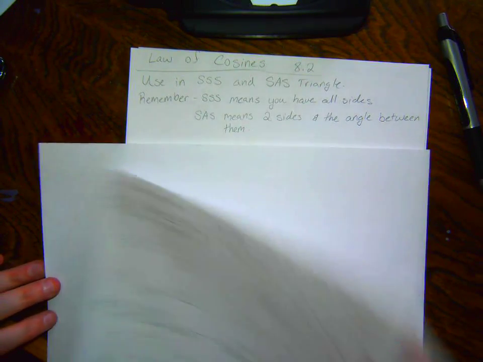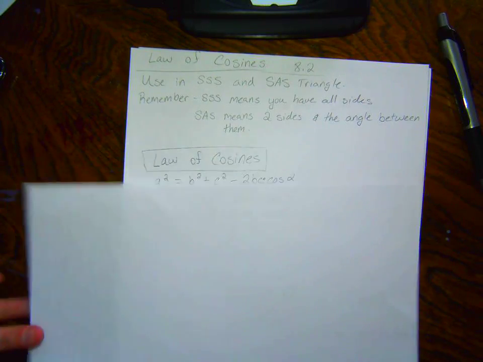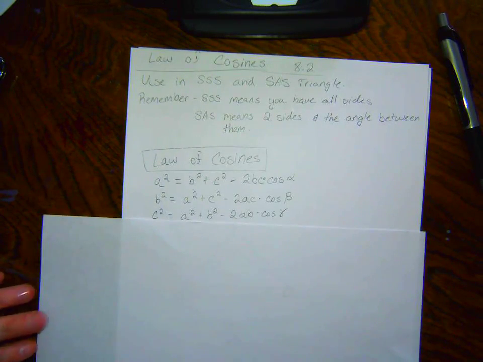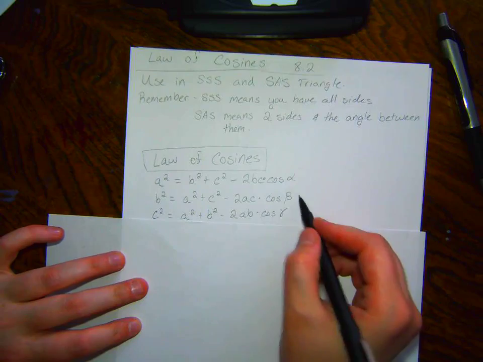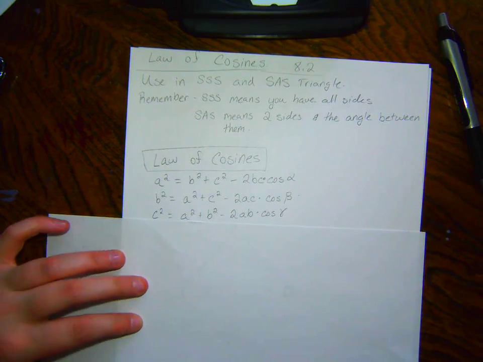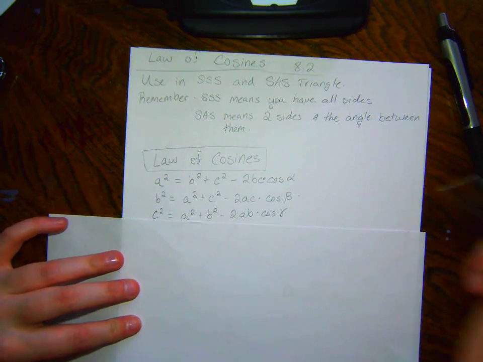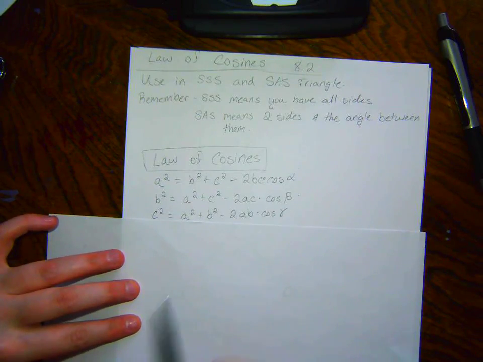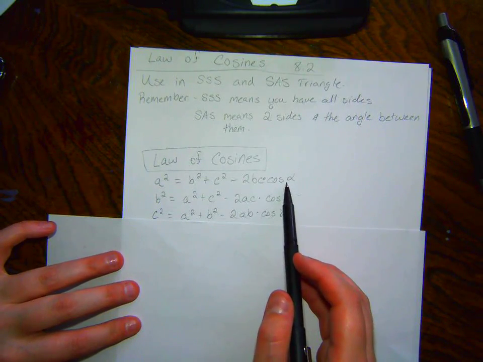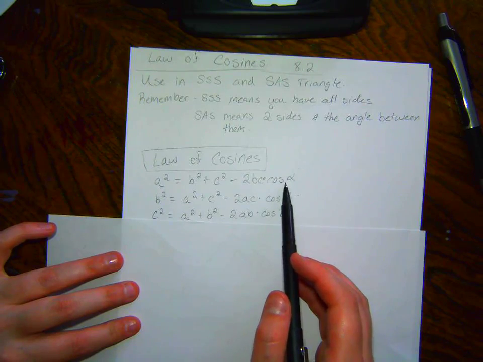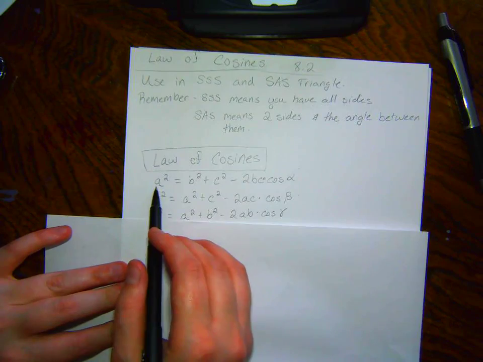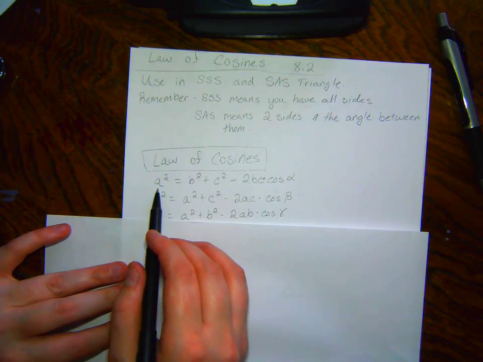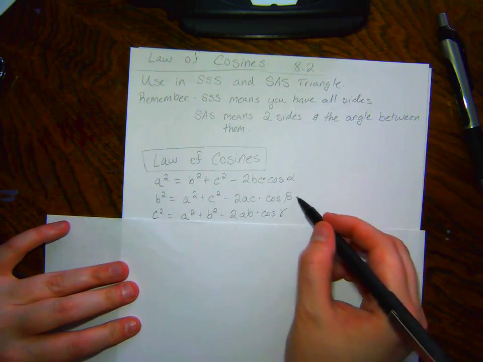Alright, so no time like the present. Let's get to it. So what is the law of cosines? Well, the law of cosines is simply this. You can pick any one of these three to work with. It depends on how you label your triangle and also what you're trying to find. Typically if you're trying to find interior angle alpha, you're going to want to use this one. Or if you're trying to find side length A, you're going to use this one. Same thing goes for all of these.